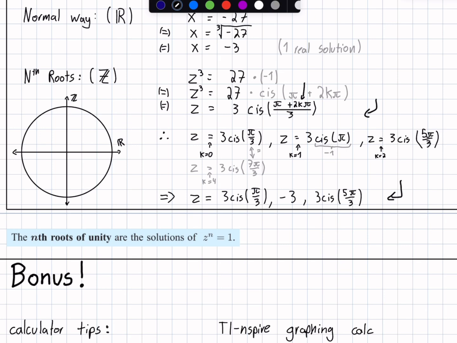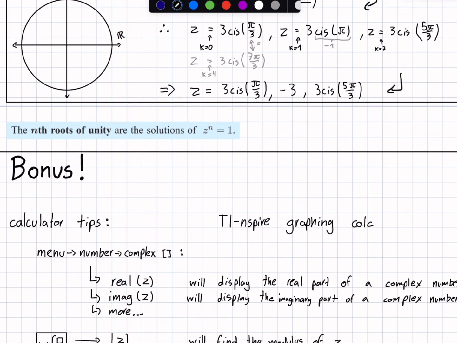Now, we're going to move on to the bonus segment of this video, where I will share with you some calculator tips and some exam tips. The calculator tips will be for the TI Nspire graphing calculator, which should be the standard.